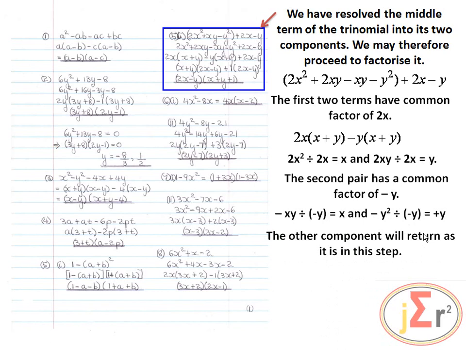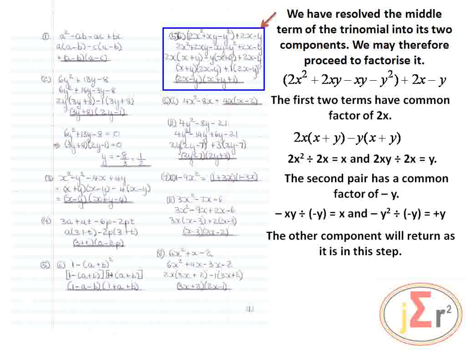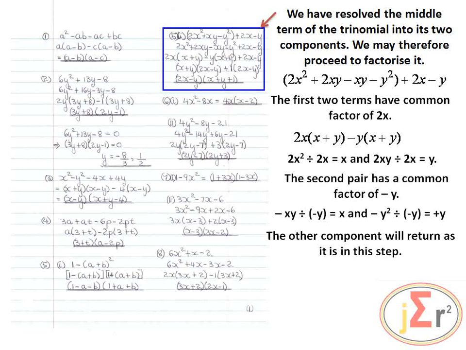The other component will return as it is, or as we have done so far. The other portion we return as it is. So we are factorizing the trinomial, the first part, and then we are allowing the other part of the expression to tag along.